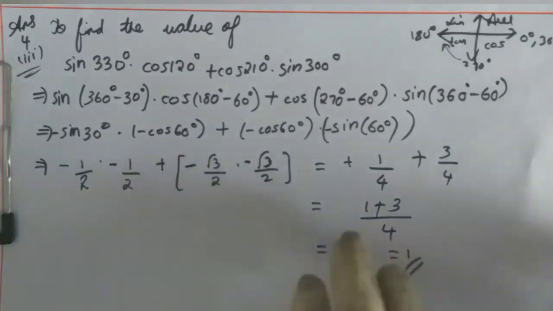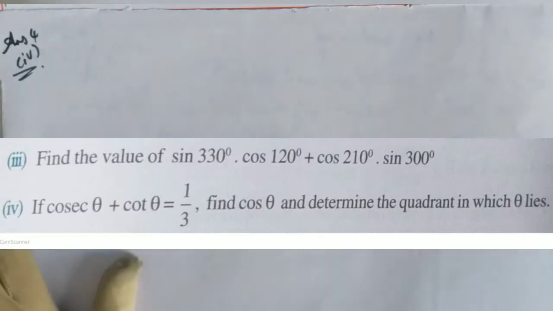Moving on to the fourth bit. What is the question? If cosecant theta plus cot theta is 1 by 3, find cos theta and determine the quadrant in which theta lies. So here one more additional question is there. We have to find out cos theta and also we have to say in which quadrant theta lies.